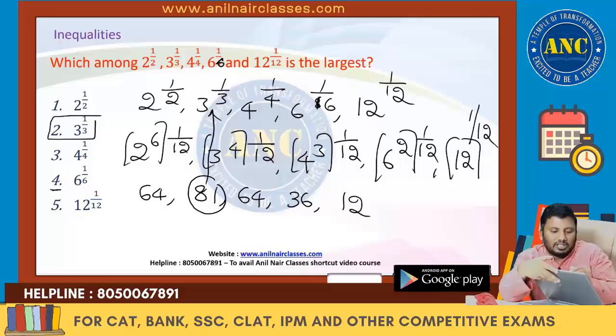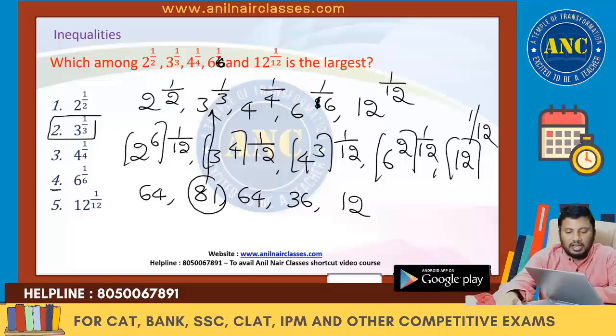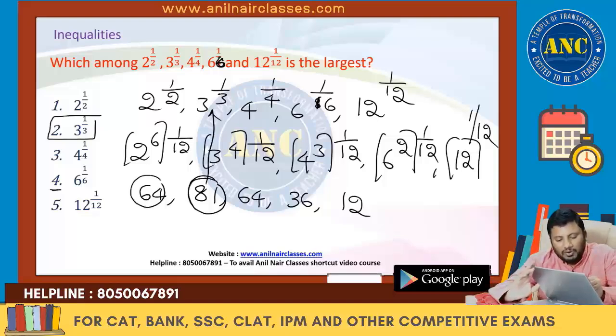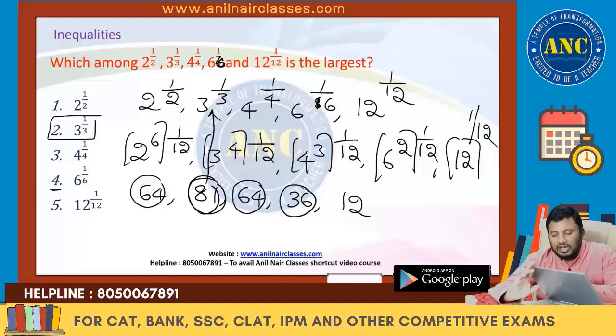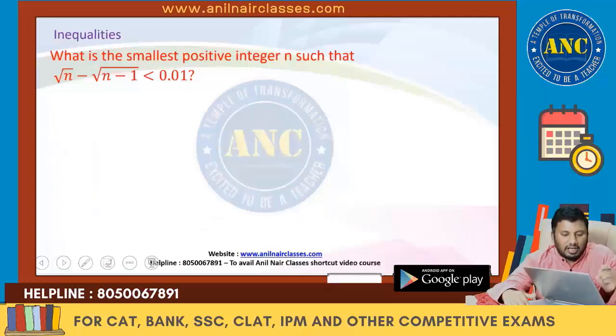Here the option is written, but here it is not written. It is 6 power 1 by 6. 2 power 6 power 1 by 12, 3 power 4 power 1 by 12, 4 cube power 1 by 12, 6 square power 1 by 12. 2 power 6 is 64, 3 power 4 is 81, 4 cube is 64, 6 square is 36. It is 12. Highest is for 81. Next one.